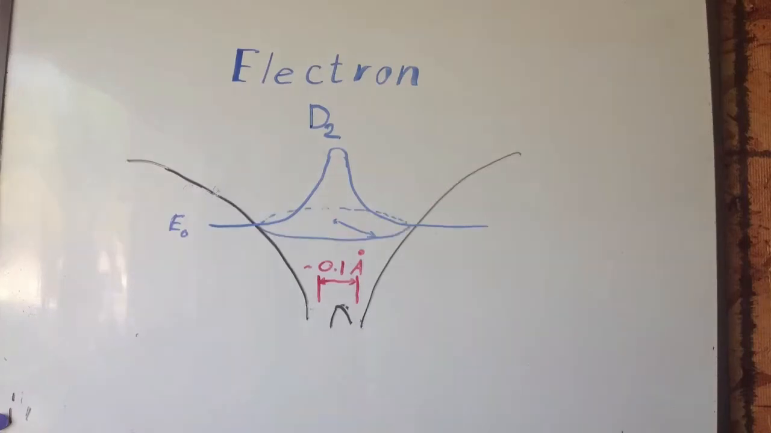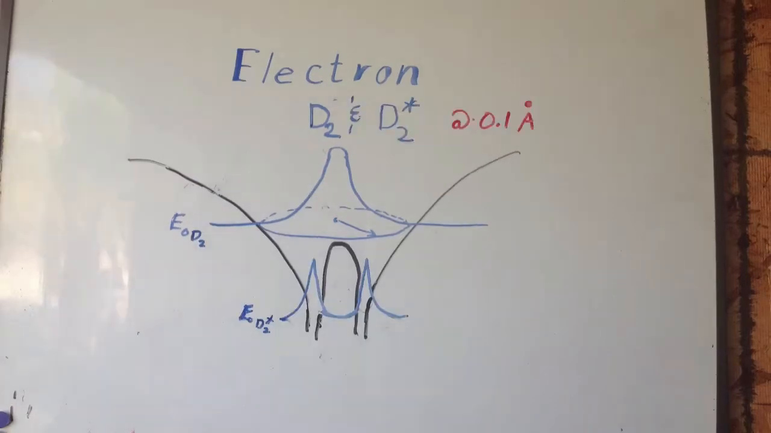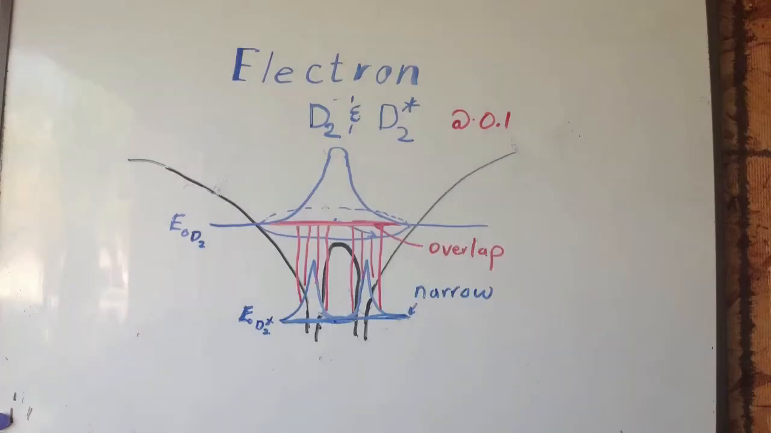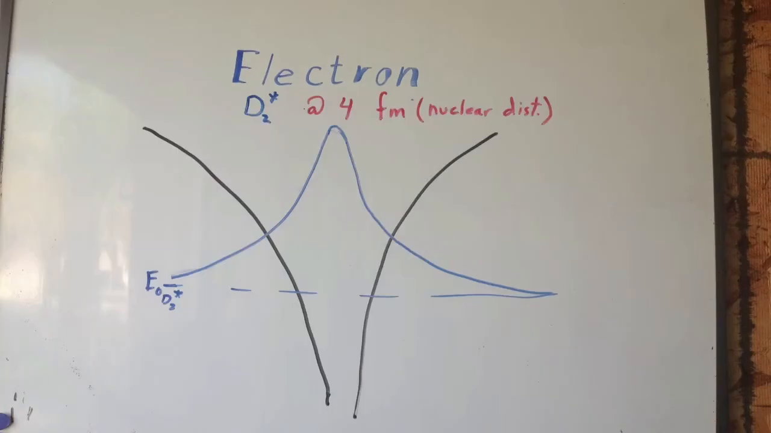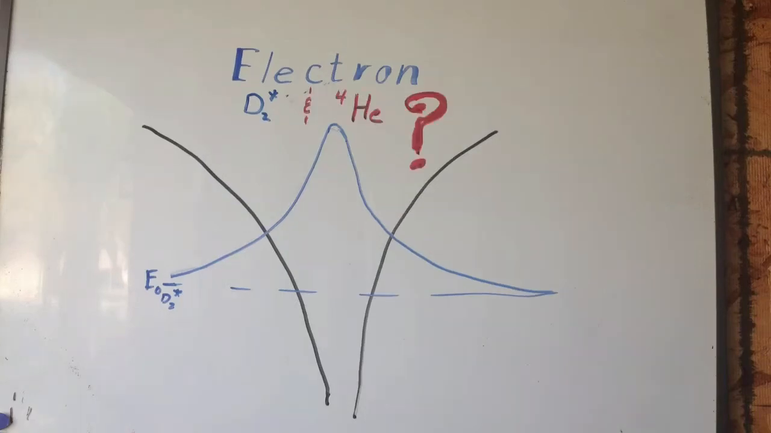Now we draw in the D2 star intermediate wave function at the equilibrium separation of about 0.1 angstrom. Shown in red is the overlap of the wave function. There is no need for tunneling here, and the transition is much, much faster than the deuteron transitions. Next, we draw the D2 star intermediate z-axis electron wave function for the deuterons tunneled to about 4 Fermi, or a nuclear diameter. Again, we do this because the electron and deuterons are coupled. The question is, what is the final electron state?